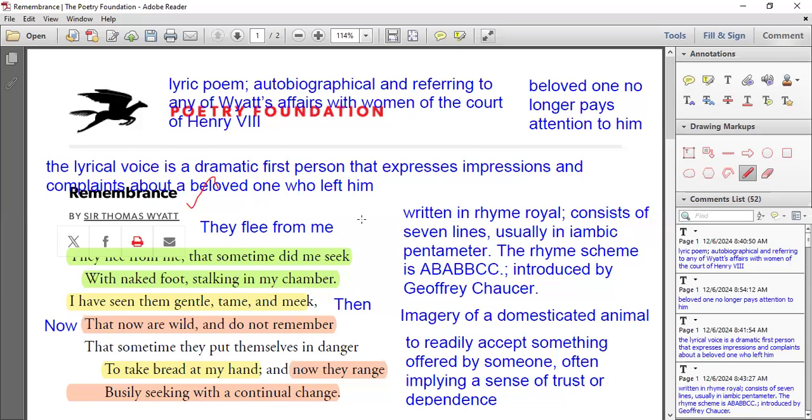It may be a reference to the queen, that is Anne Boleyn, who was once a lady in waiting in the court of Henry VIII, or he may be referring to many other ladies in the court who were once always after Sir Thomas Wyatt, but now they are after some other men. Did you get this idea clearly, teachers?